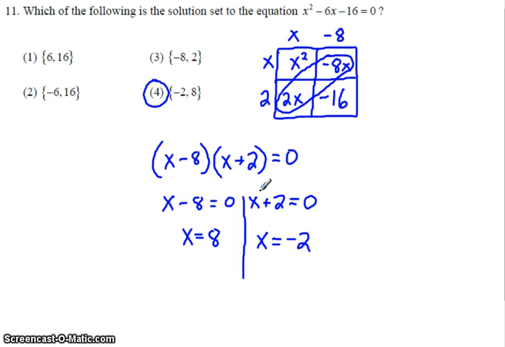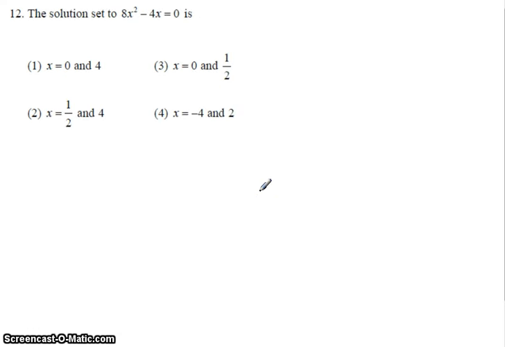Alright, last one. Number 12. The solution set to 8x squared minus 4x equals 0 is what? This is another one where I would solve by factoring, and the first thing you always want to look for is a GCF. If you do this, it's going to make your life a heck of a lot easier.